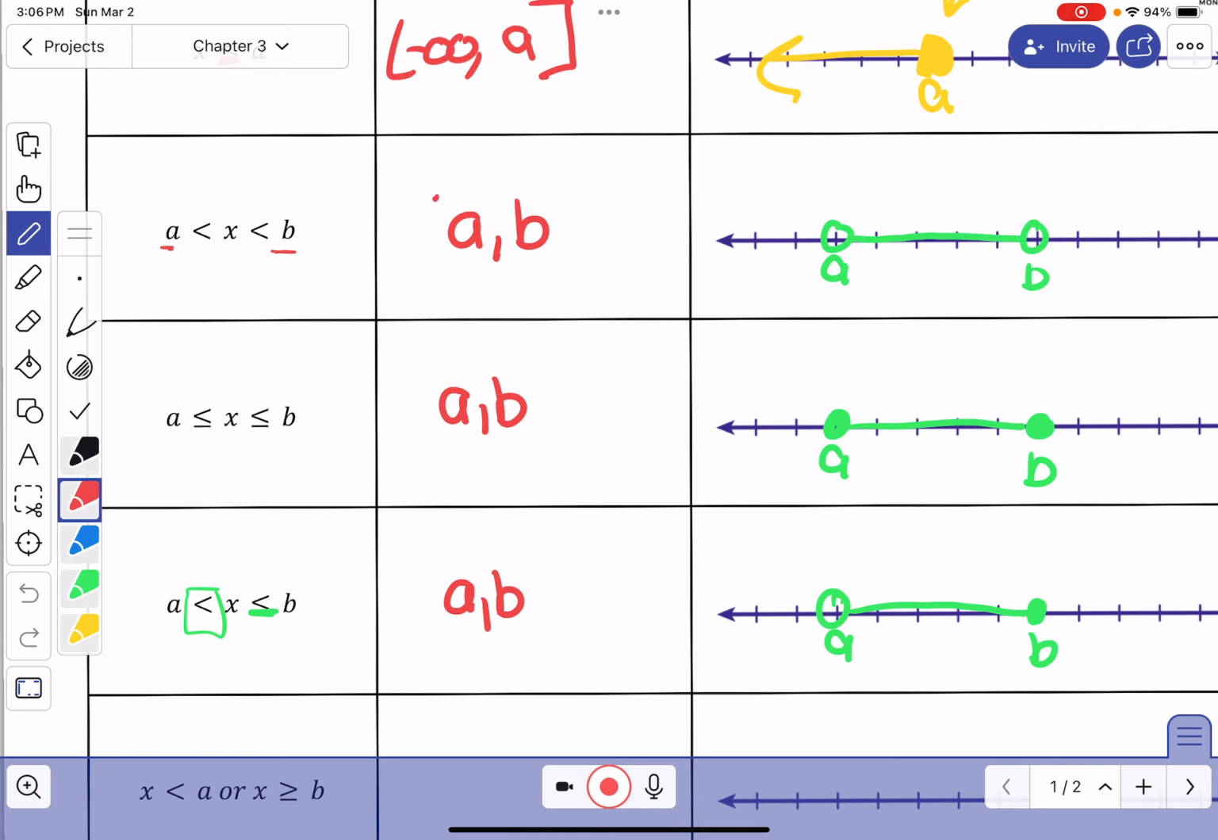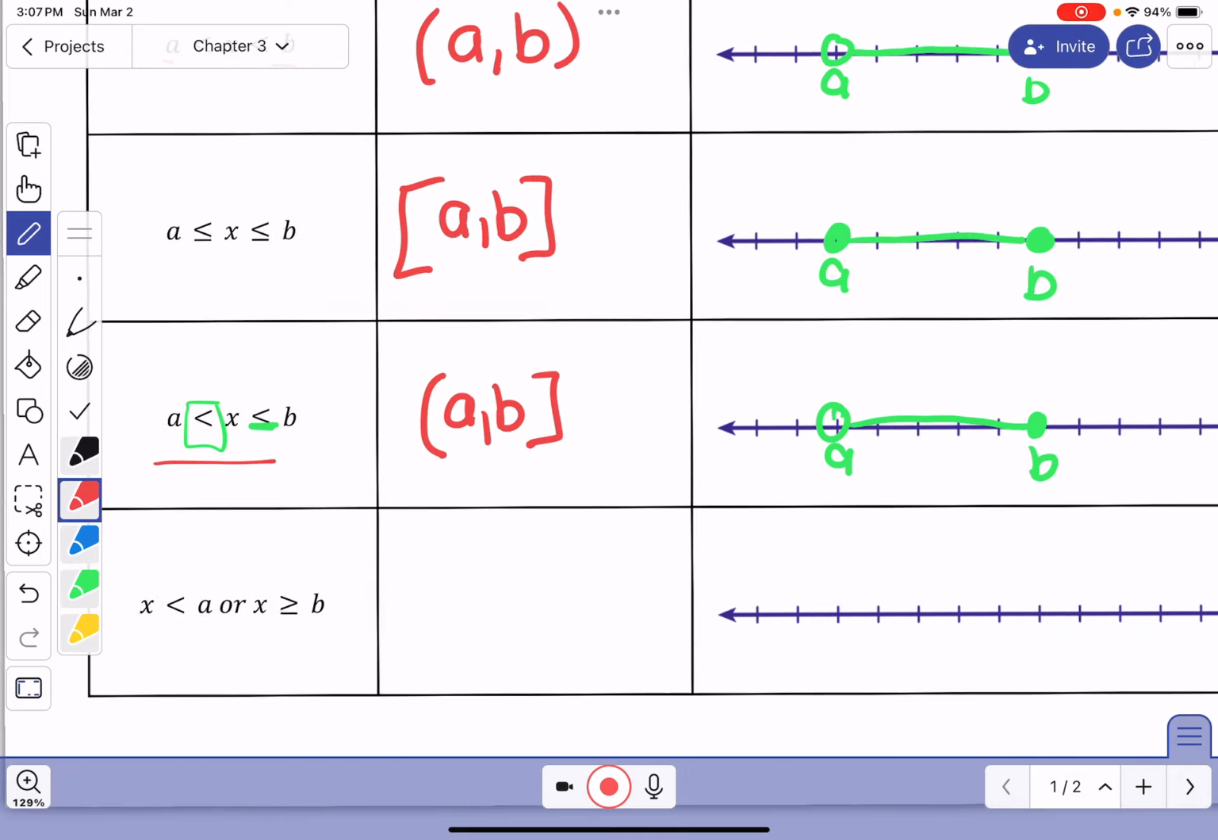So the first one has our open circles. The second one has our closed circles. And the bottom one has one of each. Now, a lot of people find that easier to write because they don't have to think about the line and the not line and which direction. Again, it's up to you.